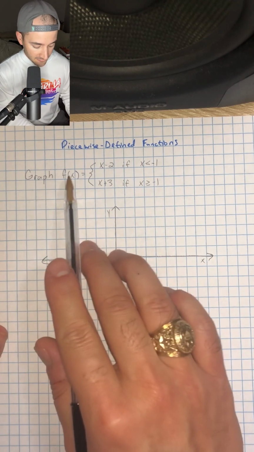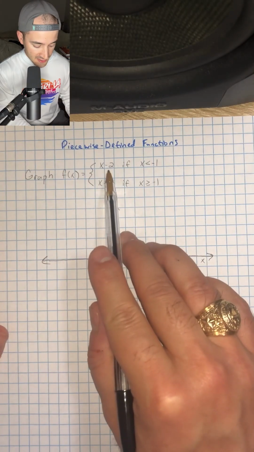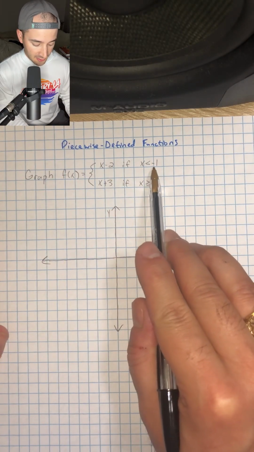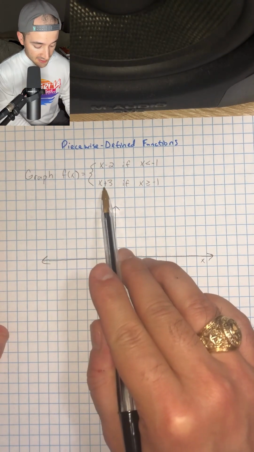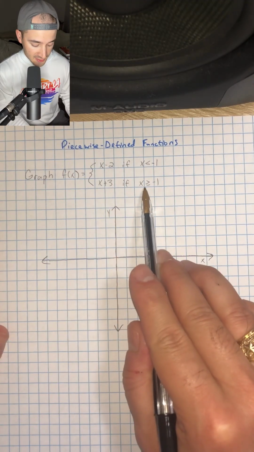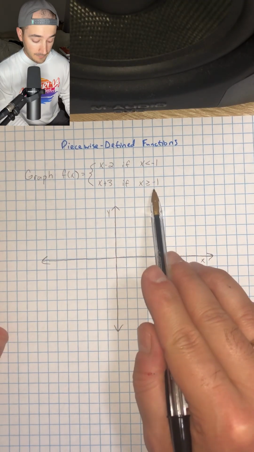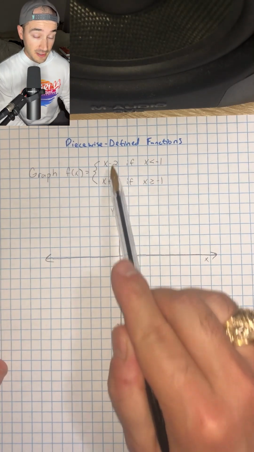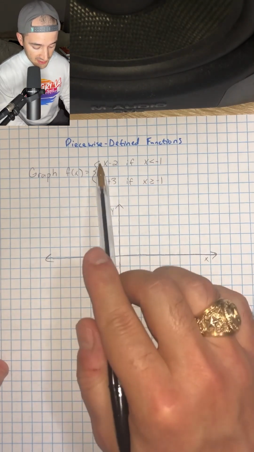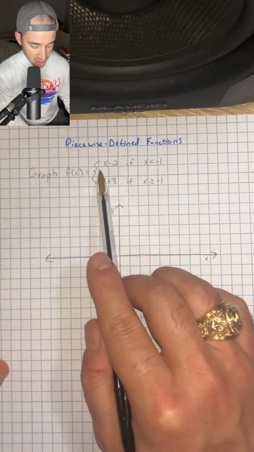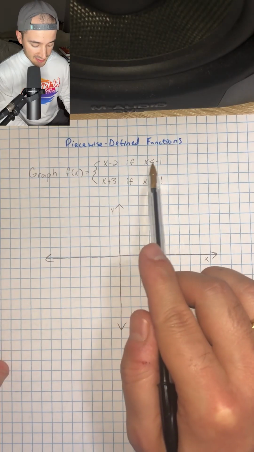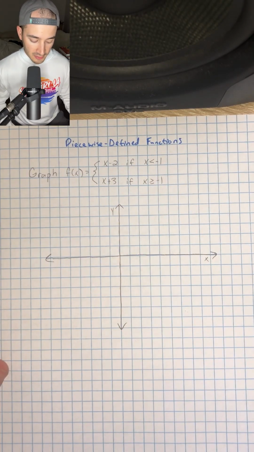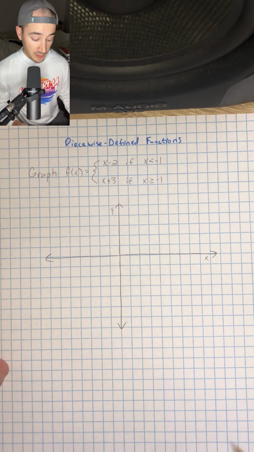So graph f of x equals x minus 2 if x is less than negative 1, and x plus 3 if x is greater than or equal to negative 1. Okay, so depending on the x value, we use a different function, okay? So let's start with the top function. We use it if x is less than negative 1. So let's just plug in a few x values so that we can get some points on our graph, and then we're going to go from there.